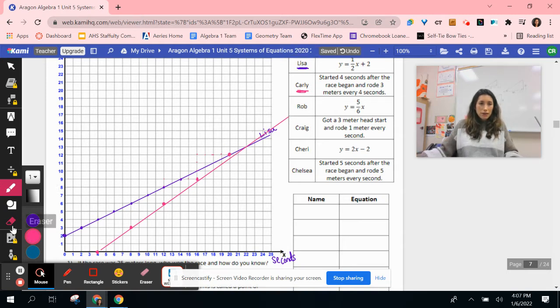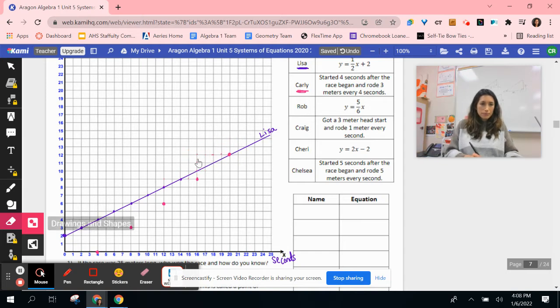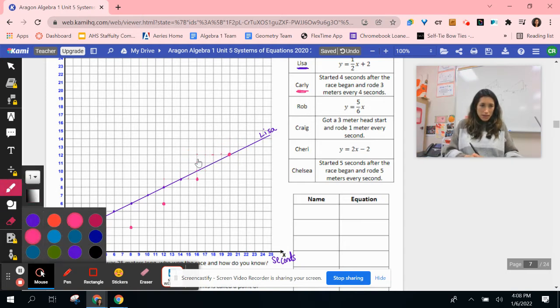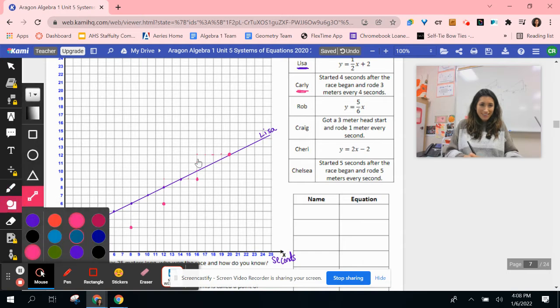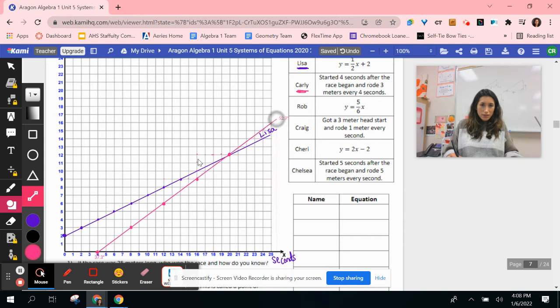All right, so now that I did those extra points, you can see my line actually wasn't too accurate. So I'm going to erase this line here and I'm going to redraw that in, because we might have a collision course at some point where they're intersecting each other. So the more points you draw in, the more accurate your line becomes. So this is Carly.